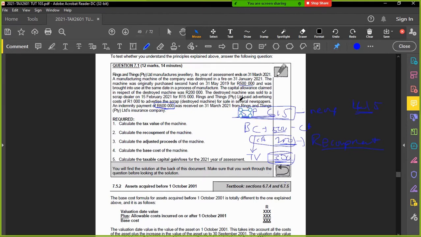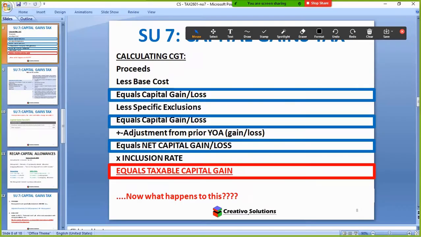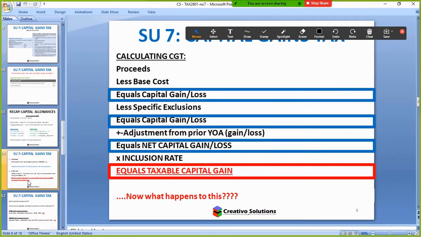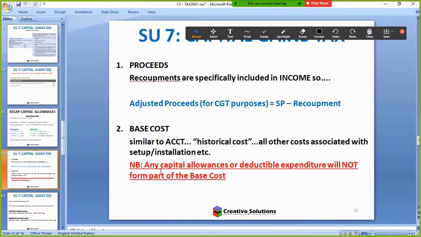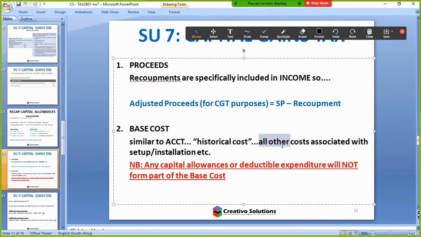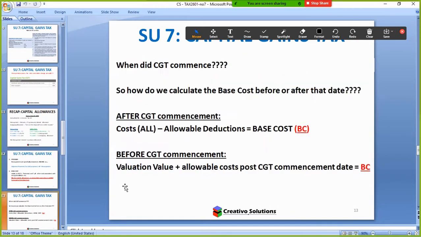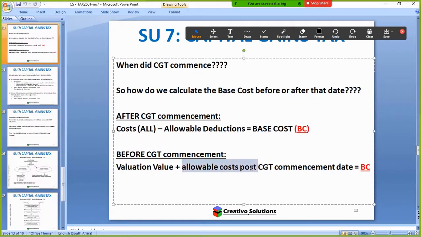Yes. Okay, there were advertising costs. Let me go back to this page. I just want to see, what do I do with the advertising costs? Okay, base costs, all other costs associated with setup or installation. So allowable cost post the commencement date. This was after 2001, so I get to add it. So I can add those costs of 1,000. Do you see that?